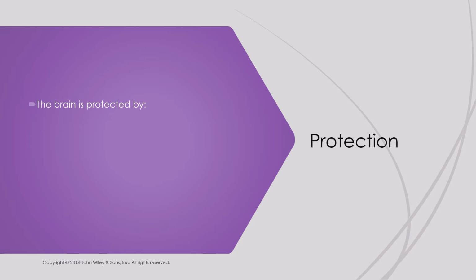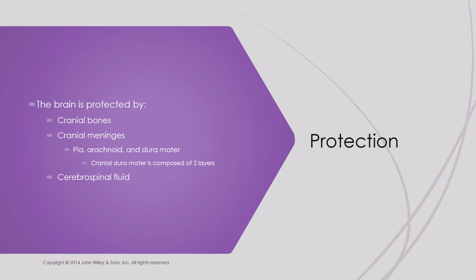So the brain has a couple of things that in combination all work to protect it. First off, we have the cranium that protects it. The cranial meninges also surround and protect the brain, and the cerebrospinal fluid protects the brain as well. We've already talked about the cranial bones when we looked at the skeletal system. The other two we haven't really talked about yet, and we're going to talk about those in this chapter.